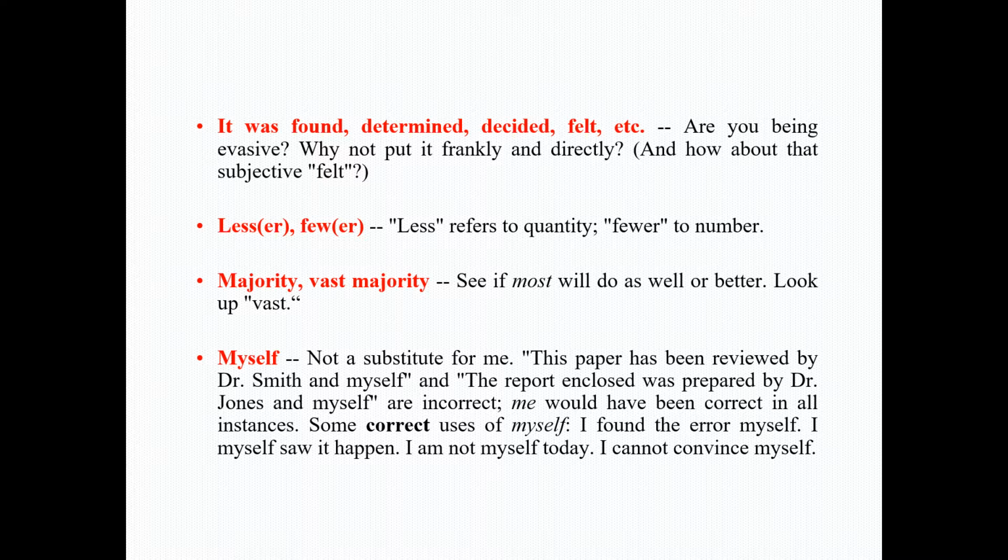"This paper has been reviewed by Dr. Smith and myself," and "The report enclosed was prepared by Dr. Jones and myself" are incorrect. Me would have been correct in all the instances. Some correct usages of myself: I found the error myself. I myself saw it happen. I'm not myself today. I cannot convince myself.